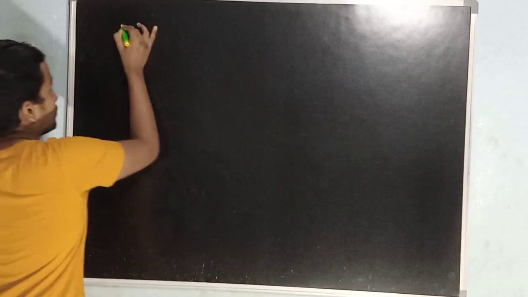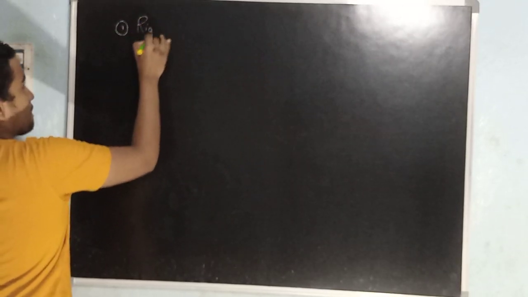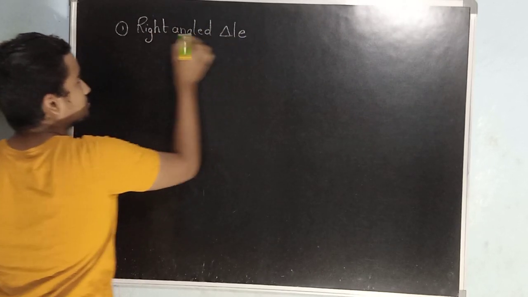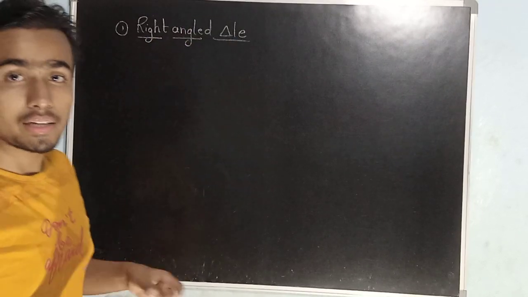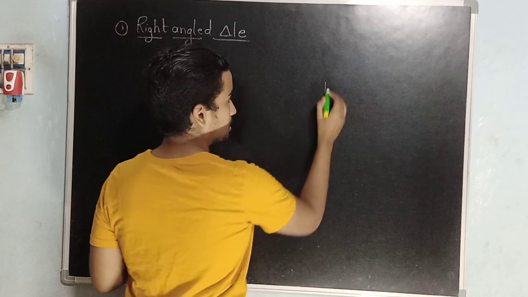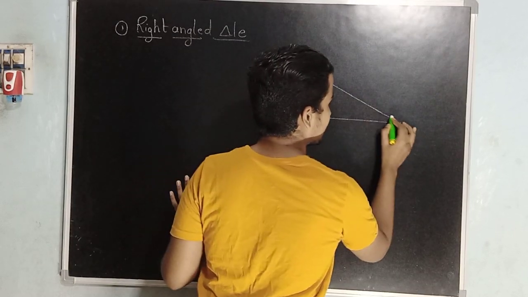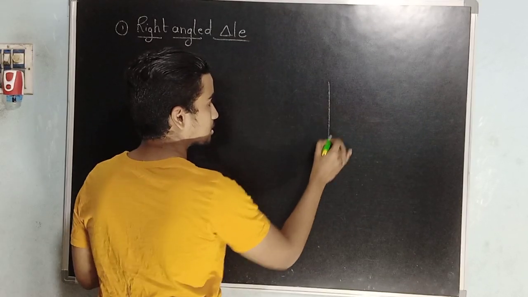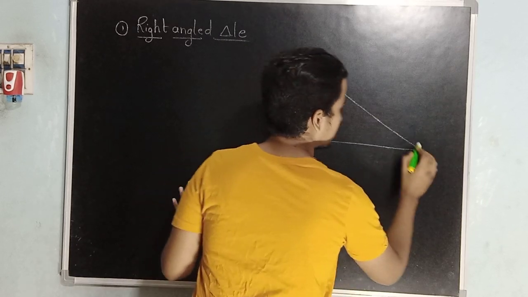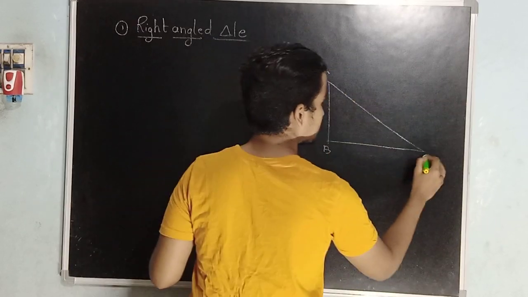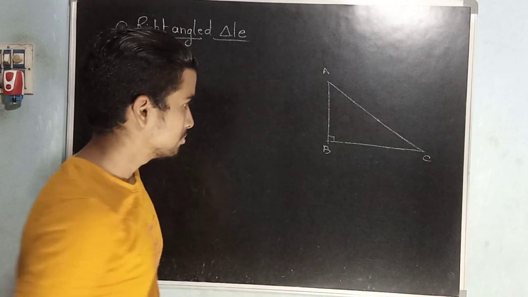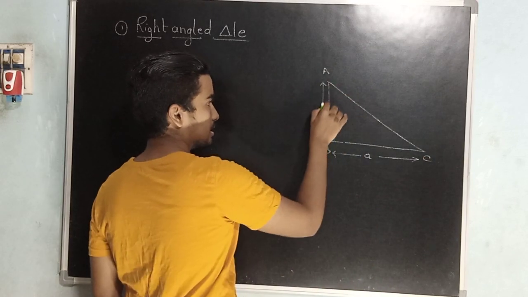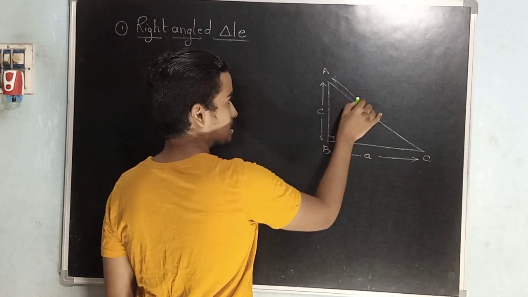The first case is regarding a right angled triangle. Let me consider a right angled triangle. Let me draw it a little bit bigger. Triangle ABC, with right angle at B, suppose. So its opposite sides, let me put it as a, it is c, and it is b.